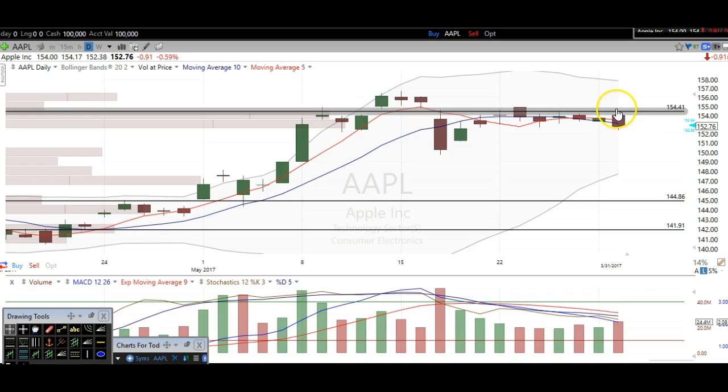And if we do get a break of that, we can definitely head higher, and that's what I'd be looking for. But right now, it remains a resistance level. So far, we haven't been able to break over it just yet. And as you can see, we had this gap down right here, and we haven't been able to break this range.